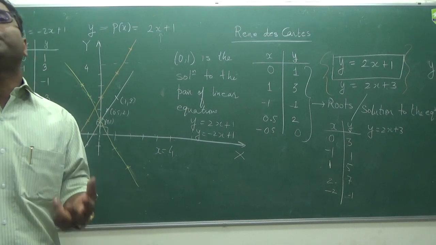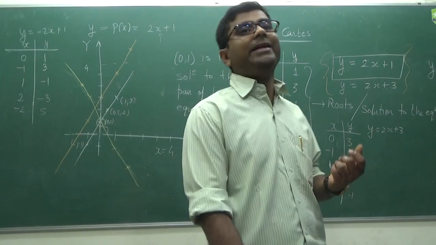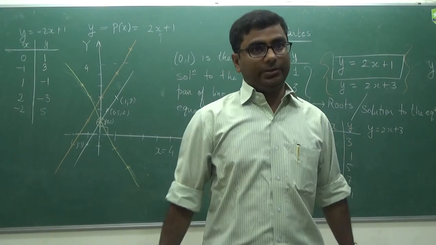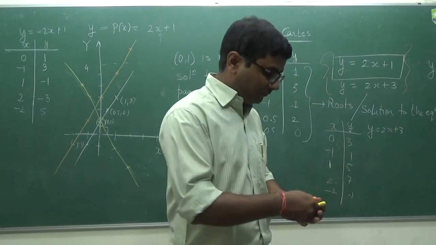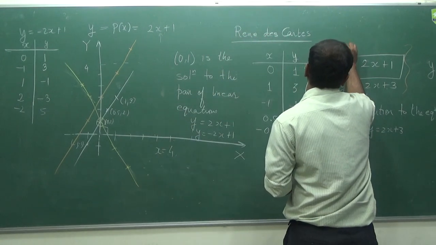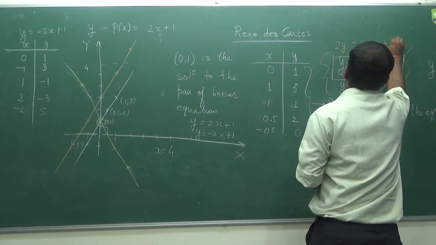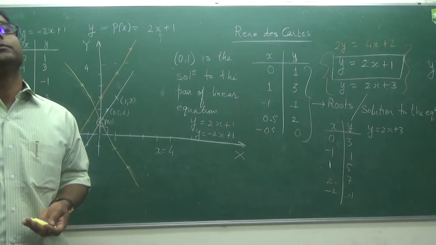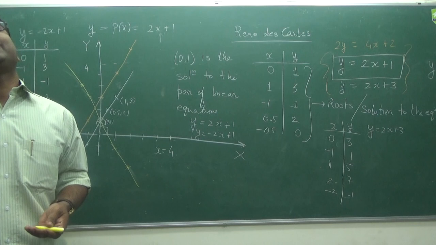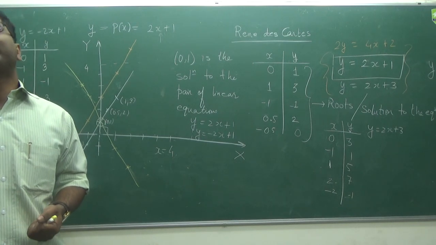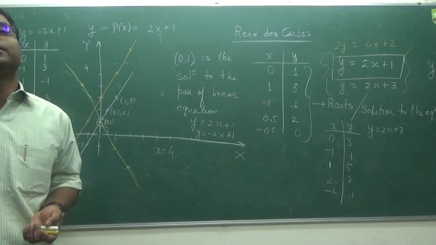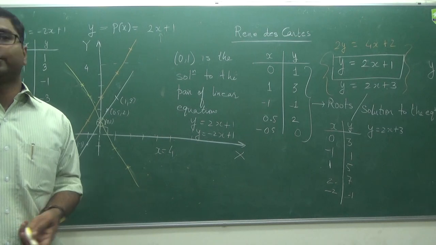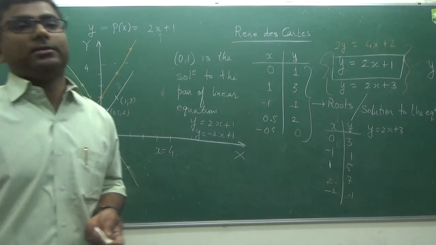So, what are the possibilities of two lines now? Either they will be intersecting, or they will be parallel, or they will be superimposing each other, right? So how it superimposes, for example, if you have this equation, 2y equals 4x plus 2. If you solve this, we'll come to consistency. When it is parallel, it is called inconsistent. When it is not parallel, it is consistent. Consistency means we'll find a solution, but inconsistency means we'll not find a solution. So hence, only in case of parallel lines, we'll not find one.